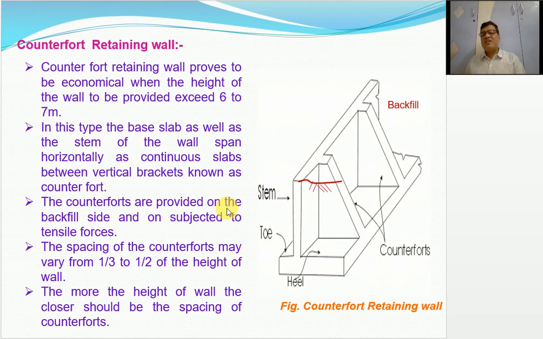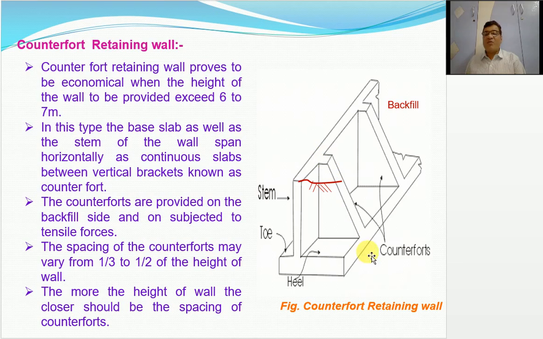Okay. Next, third type is counterfort retaining wall. Now, when height of the backfill increases to 6 to 7 meter, then cantilever retaining wall proves to be uneconomical. So in that case, we have to provide counterforts, and hence the retaining wall is called as counterfort retaining wall. Now in this type, the base slab as well as the stem of the wall span horizontally, just like a one-way continuous slab. Okay, and when there is a one-way continuous slab, obviously it needs supports.